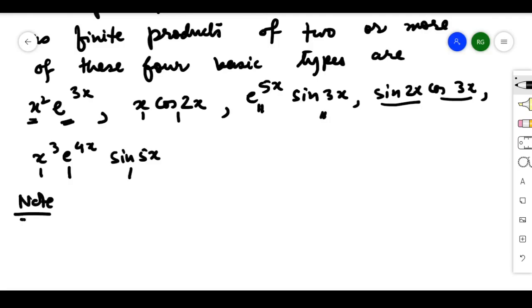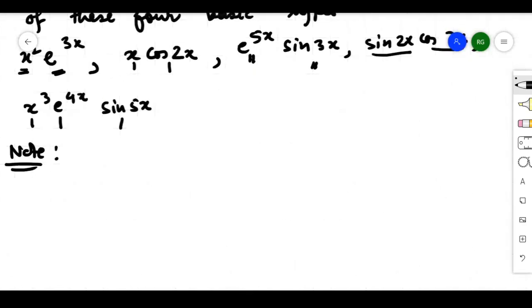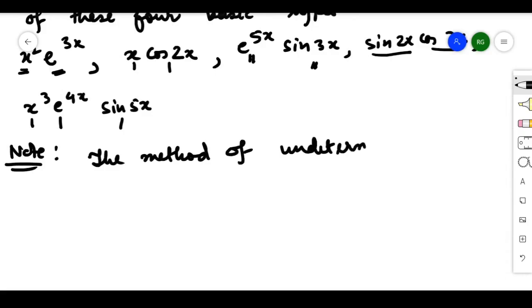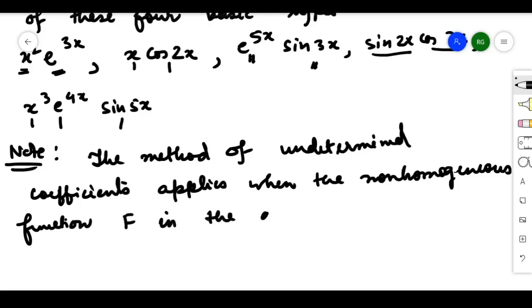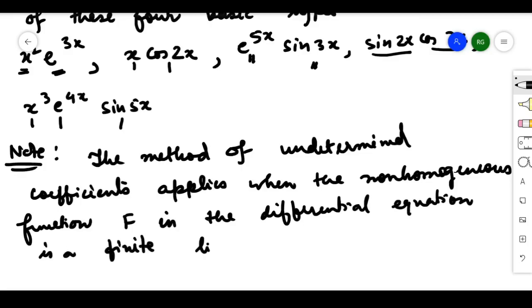So here we should note down one point. The point is that the method of undetermined coefficients applies when the non-homogeneous function f in the differential equation is a finite linear combination of UC functions.